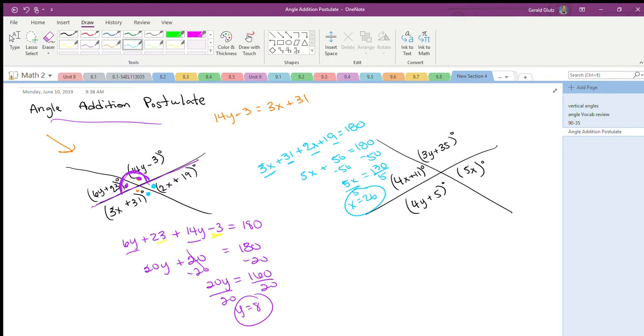Now, they don't ask us this in this particular problem, but it is very, very important that you make sure you read what they ask for, because if they had asked me to give the two angle measures, I wouldn't want to put 8 and 26 as my answers. I would want to substitute 8 in for y and solve that, and then substitute 26 in for x, and find those two angle measures.